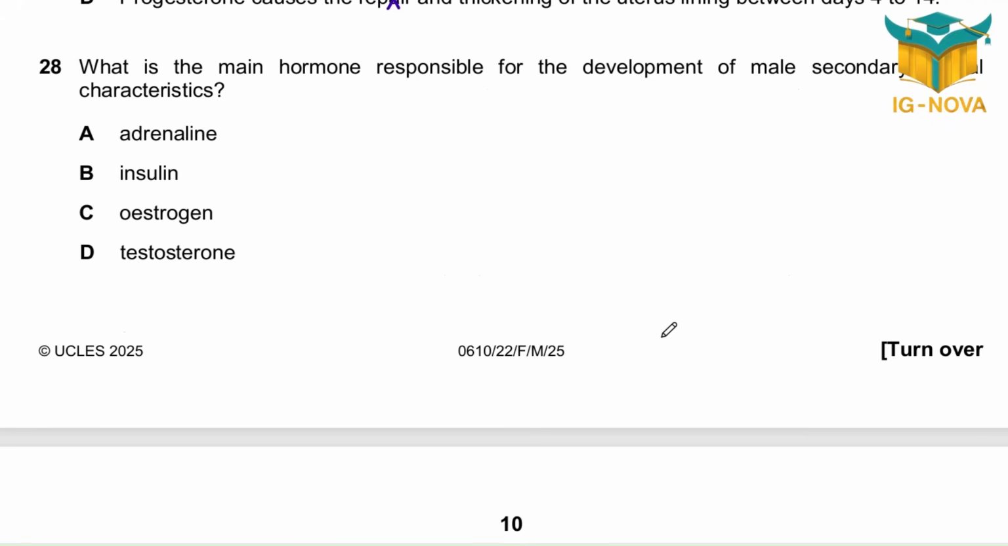What is the main hormone responsible for development of secondary male characteristics? Testosterone. Estrogen is for female. Insulin and adrenaline, fight or flight, so wrong. Insulin is for blood glucose concentration.